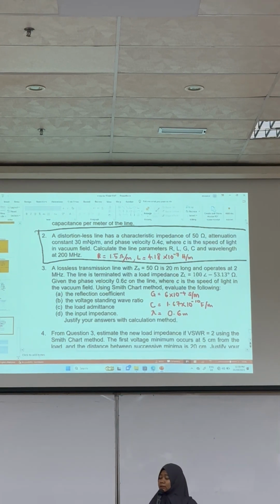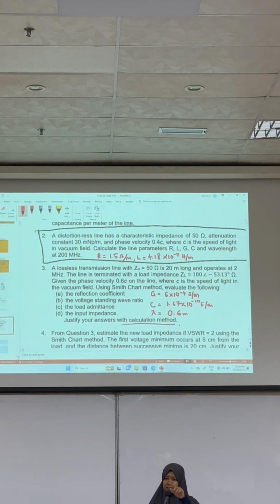Okay, understand? So that's why kita buat satu persatu. That's why we go one by one, slow and steady. Okay, so next week we will justify the answer in the Smith chart according to the calculation method.